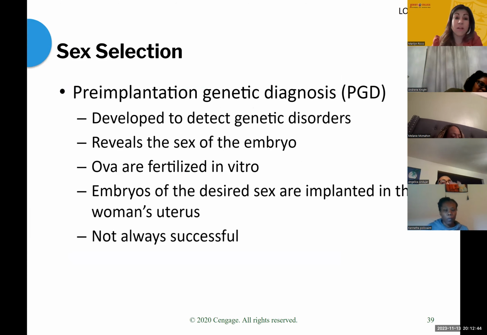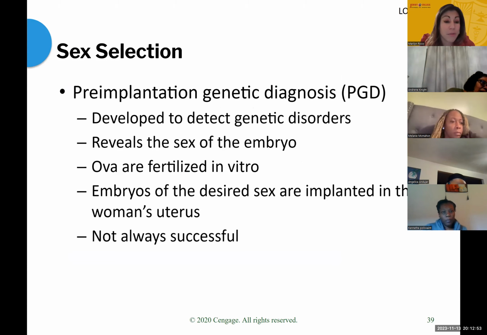Sex selection, pre-implantation genetic diagnosis, PGD. It's developed to detect genetic disorders. It reveals the sex of an embryo. Ova are fertilized in vitro. Embryos of the desired sex are implanted in the woman's uterus, and it's not always successful. So people can actually decide what sex they want. If they want a girl, they're going to have a girl if they're going one of these routes. They can make a girl if they want.